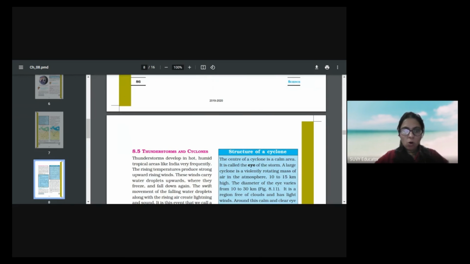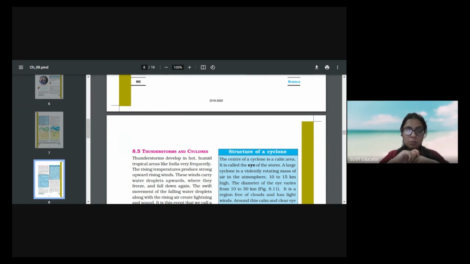Thunderstorms develop in hot, humid tropical areas like India very frequently. The rising temperature produces strong upward rising winds. These winds carry water droplets upwards where they freeze. Under which condition does a thunderstorm develop? Obviously, when the region is hot and humid, in the tropical areas of India.